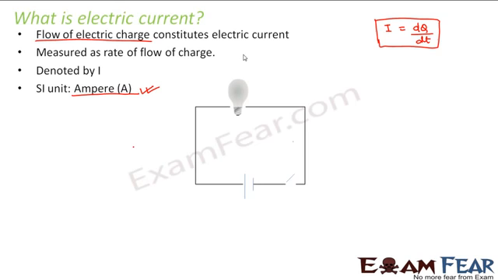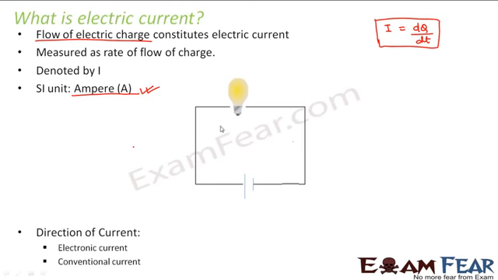So whenever we talk of electric current, let us suppose you have a circuit which consists of a bulb, a battery and a switch. The switch is right now in open mode. Now once you close the switch, the bulb glows. Why does the bulb glow? Because as soon as you close the switch, electric current flows through the circuit. And due to the flow of this electric current, the bulb glows.